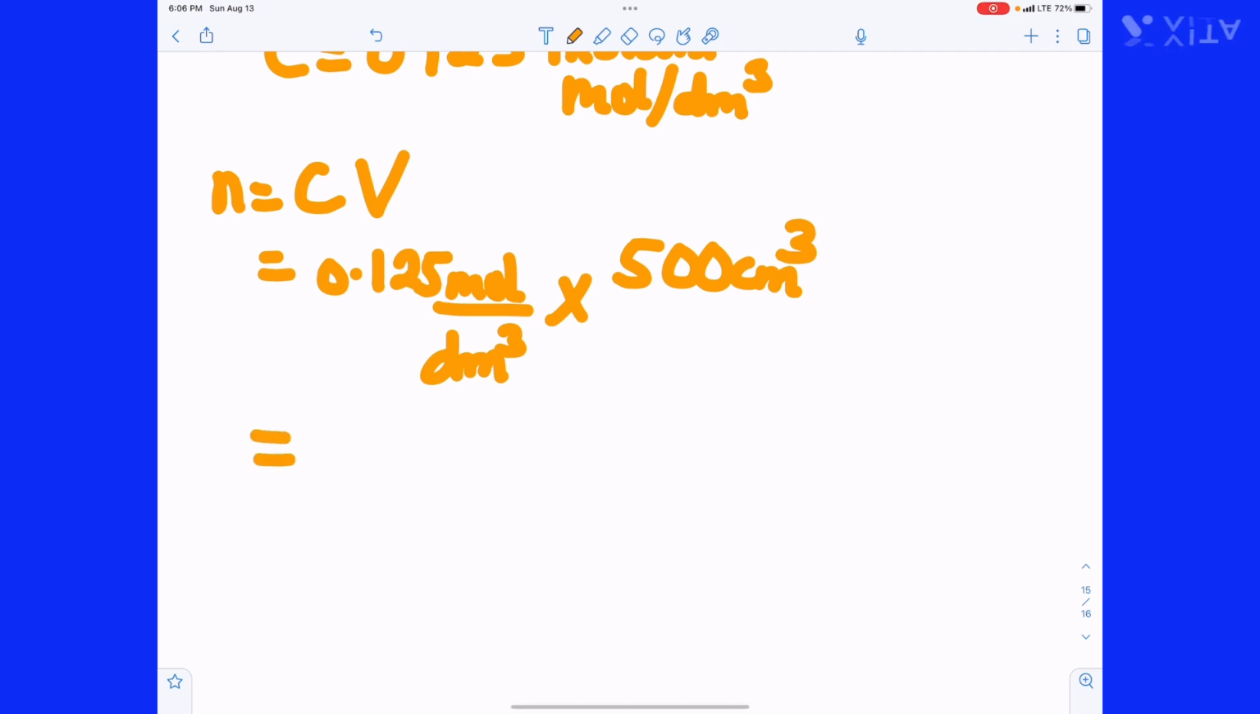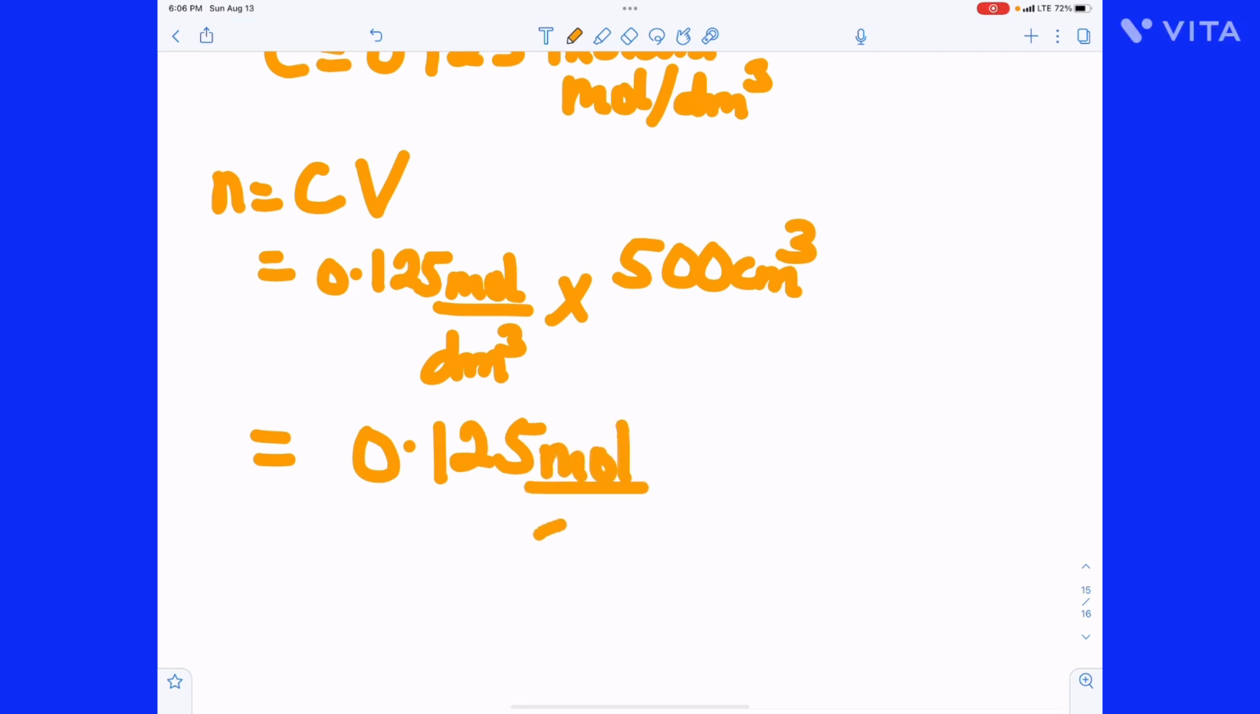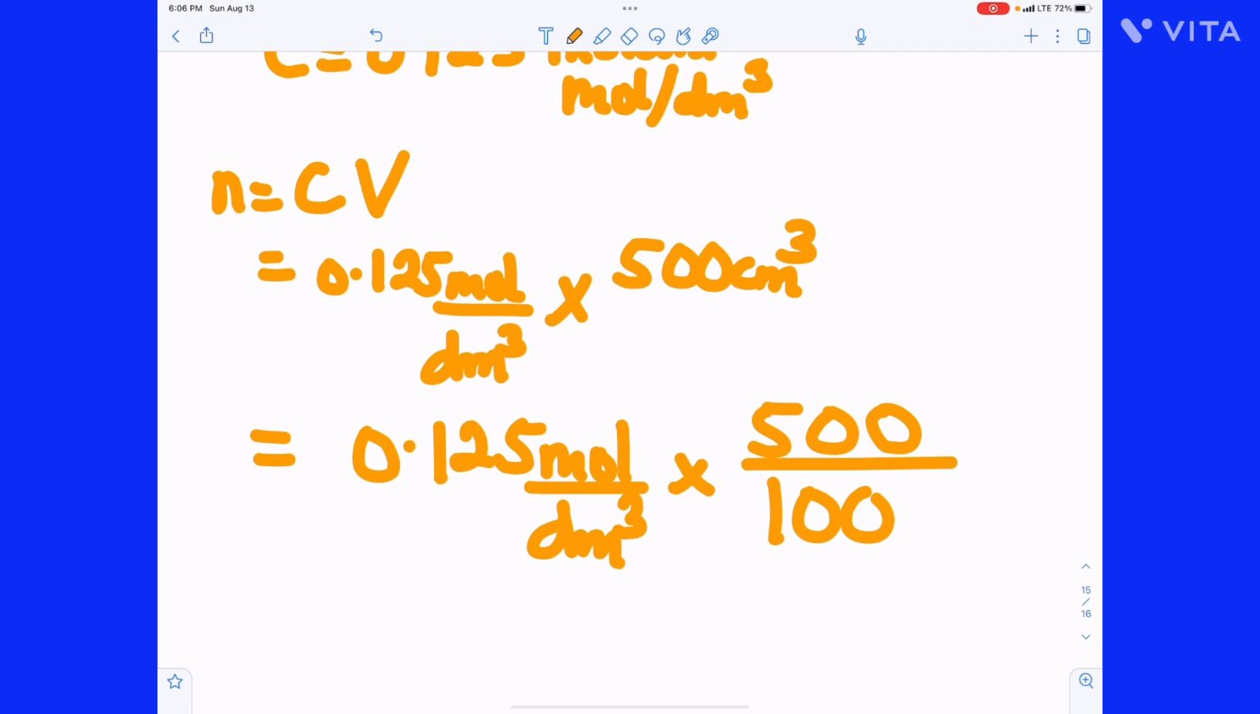But there's a particular note you must be careful with here. You cannot manipulate volume in cm cube with volume in dm cube. So you have to break this down. It will give you 0.125 moles per dm cube. To change 500 cm cube to dm cube, you divide by 1000. That gives you 500 over 1000 dm cube. You have converted it like that.